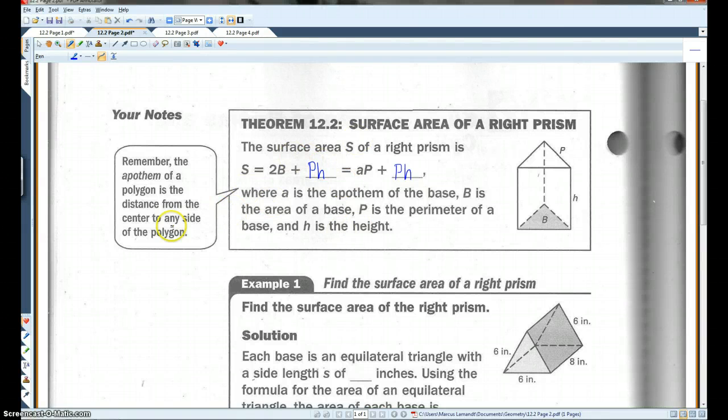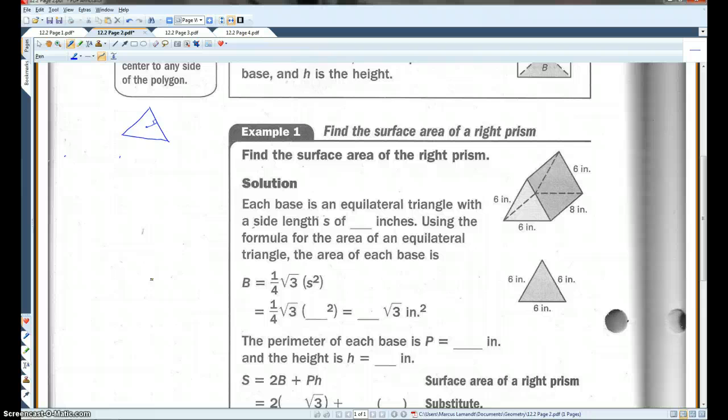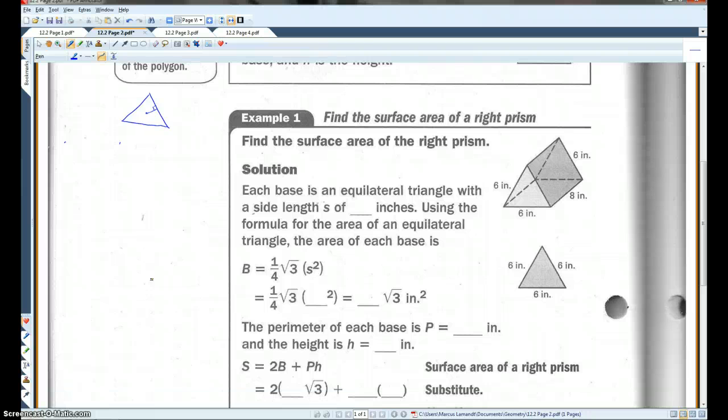Now, an apothem is the distance from the center to any side of the polygon. So, for example, if I have a triangle, and this is the center of the triangle, this would be the apothem. It's just a line from the center to the edge. Alright, example 1. Find the surface area of the right prism.